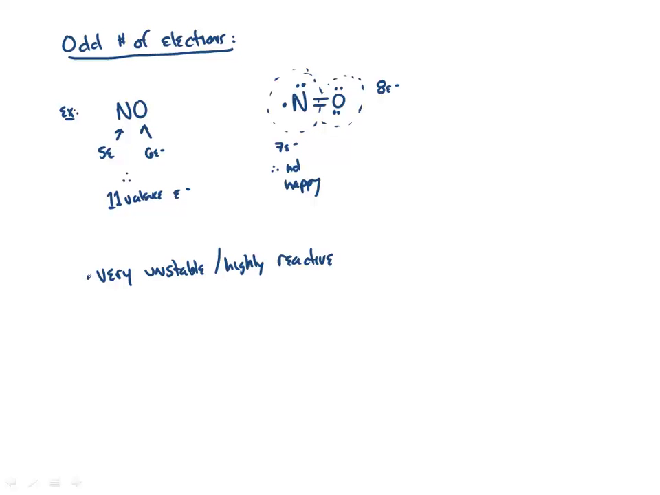And they tend to want to form what are called radicals. Let's just rephrase that. So they're very unstable, highly reactive. They're called radicals. So basically, they're compounds with 1 unpaired electron.